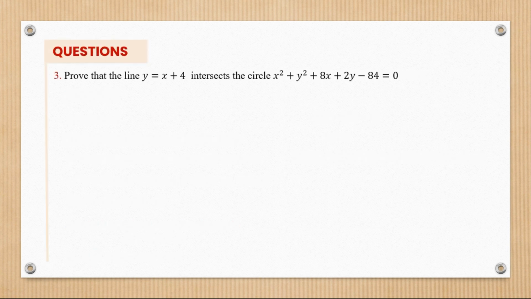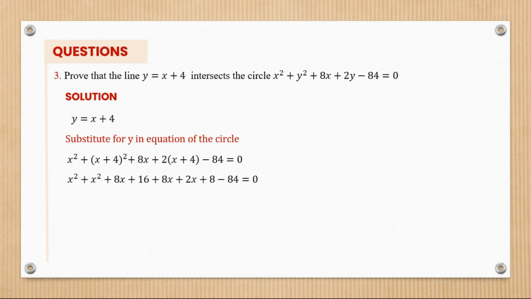Question 3. Prove that the line y is equal to x plus 4 intersects the circle x squared plus y squared plus 8x plus 2y minus 84 is equal to 0. So now this is the line. So substitute for y in the equation of the circle, and this is what I'll have.